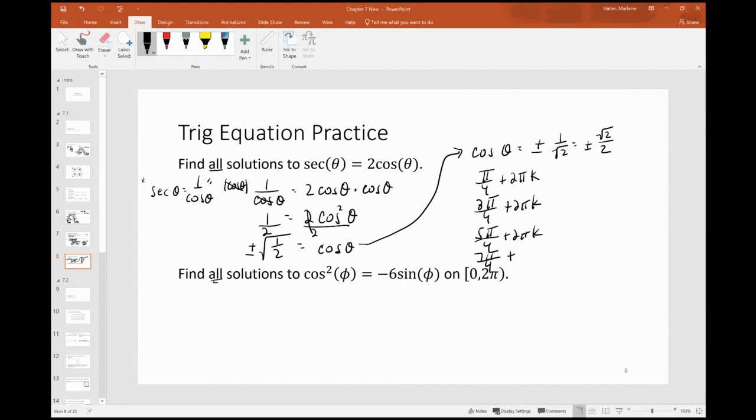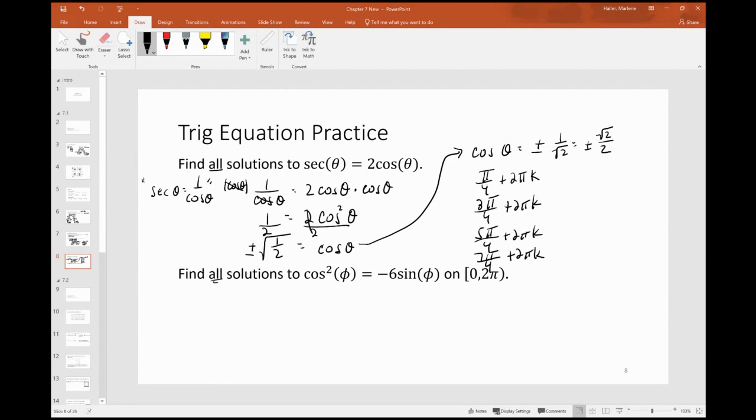Plus 2 pi k and then plus 2 pi k. But I've got some redundancy here, right? Because look, 3 pi over 4 is pi over 4 plus pi over 2, right? And then 5 pi over 4 is just pi plus pi over 4, right? And 7 pi over 4 is 3 pi over 4 plus pi. Blech, I can't talk today.